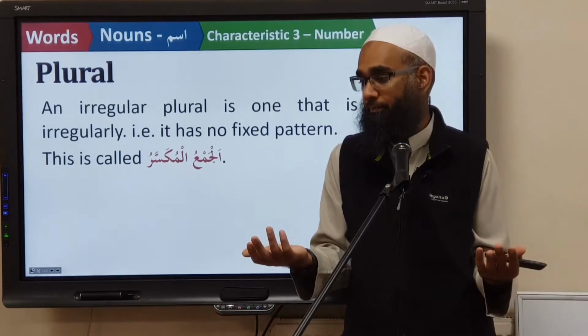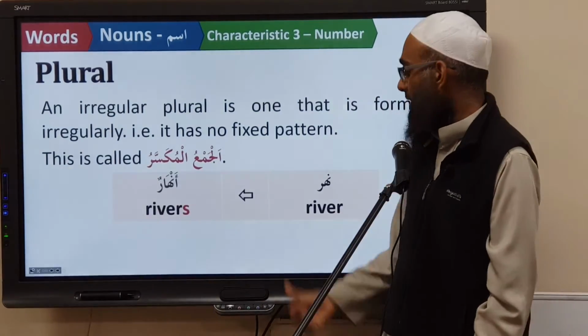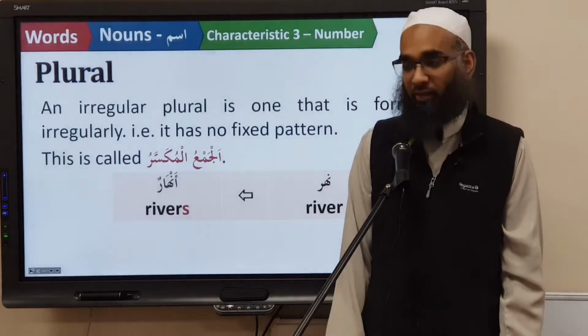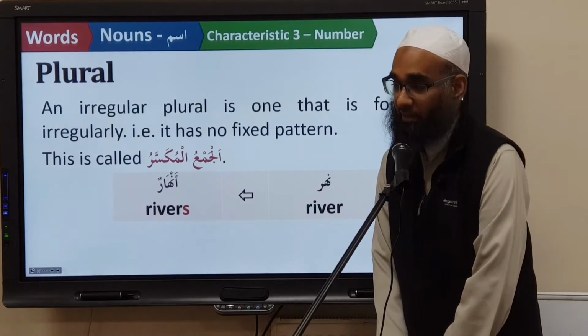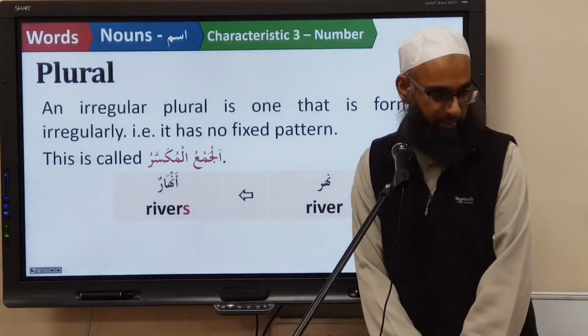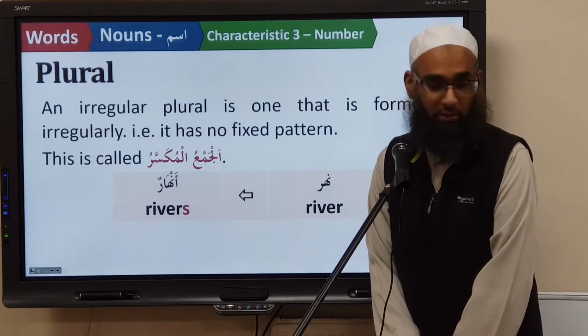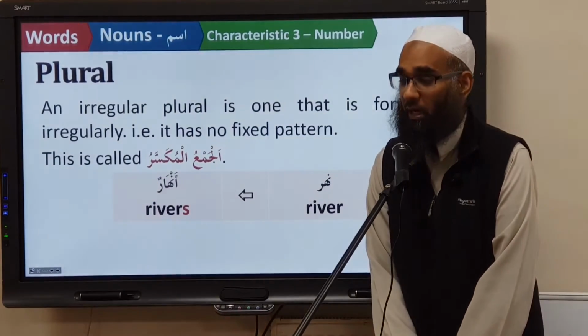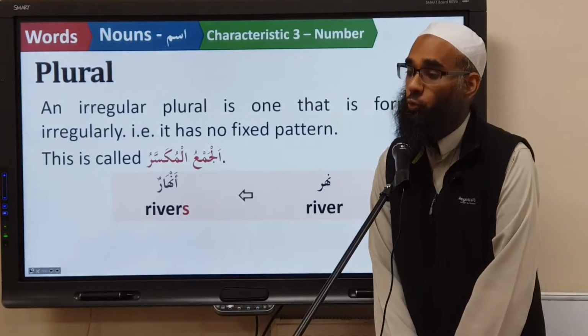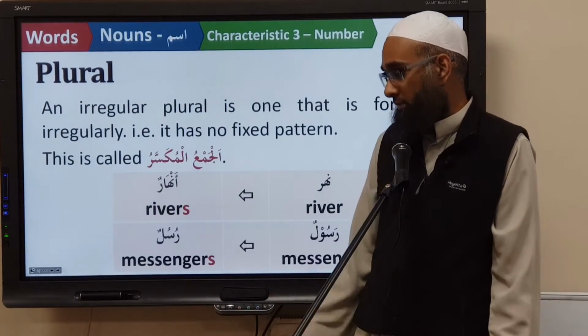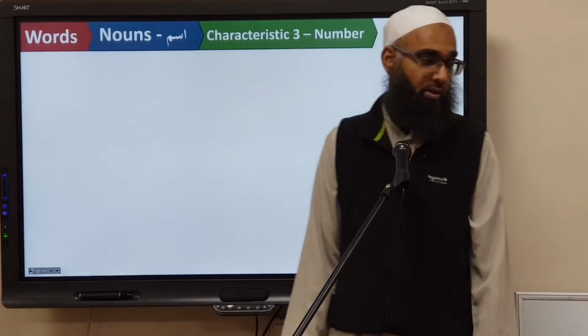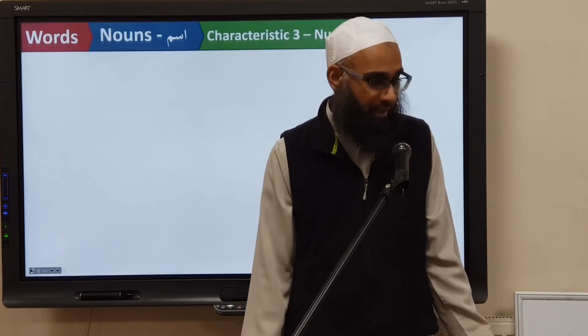All you have to remember is that when you see a singular, just learn the plural. For example, we have the word nahrun, meaning river. The plural is anharun. Rasulun becomes rusul. Nabiyun becomes anbiya. Kitabun becomes kutub. That's just how it is. You just have to learn it. There's no fixed rule.